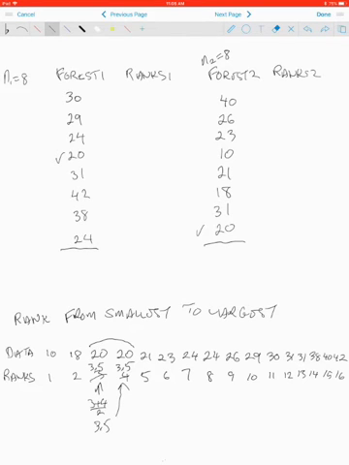Likewise here, there are two 24s, so they get the average of 7 and 8. So it's 7.5 for this one, 7.5 for that one. Are there any other ties? Yep, two 31s, so 12.5 and 12.5, and those are the only ties. If you had three tied values, you take the average of the three ranks, and each of those three numbers would get that average. So that's pretty straightforward, but tedious, right?